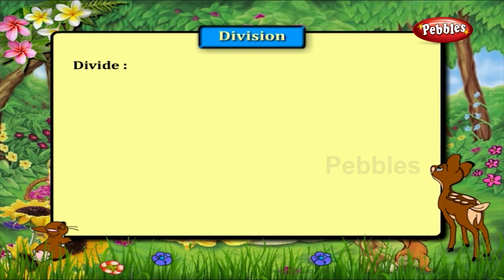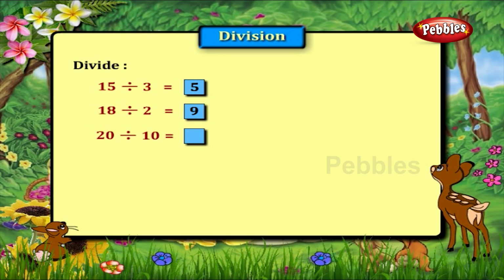Divide. 15 divided by 3 is equal to 5. 18 divided by 2 is equal to 9. 20 divided by 10 is equal to 2. 28 divided by 4 is equal to 7. 10 divided by 5 is equal to 2.